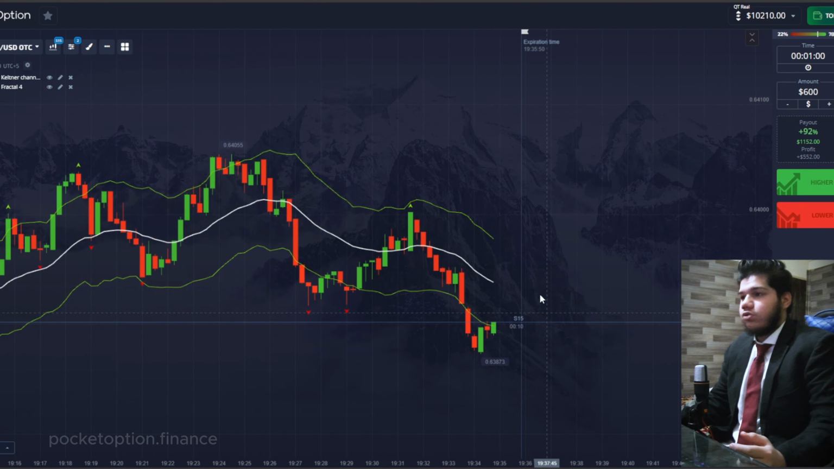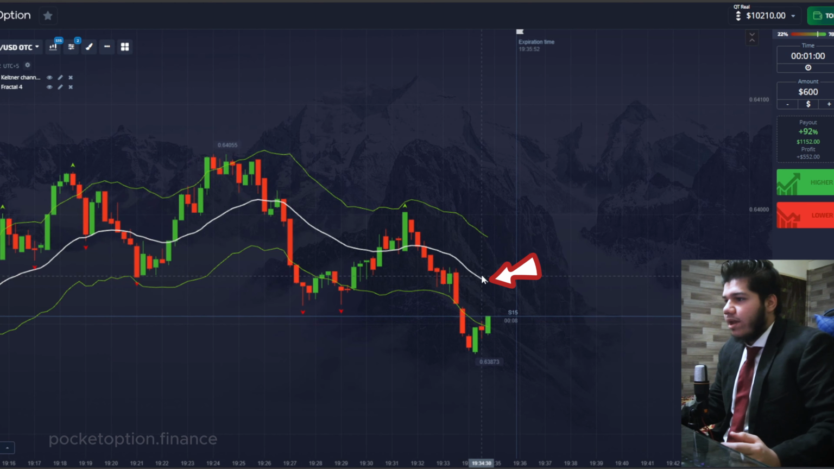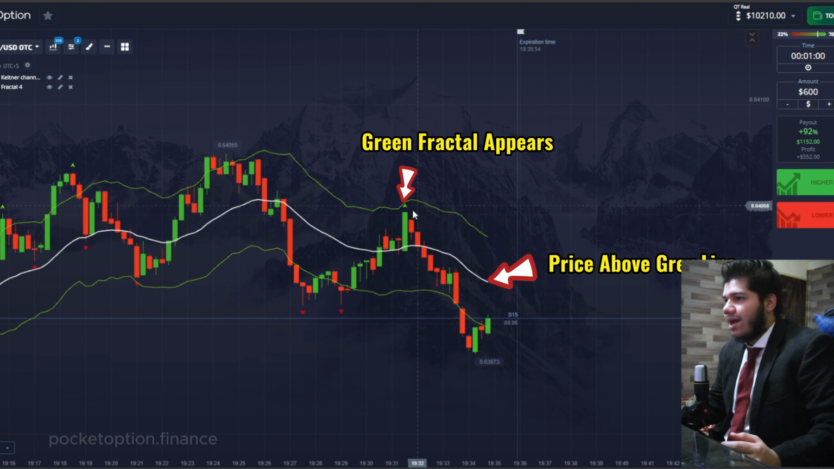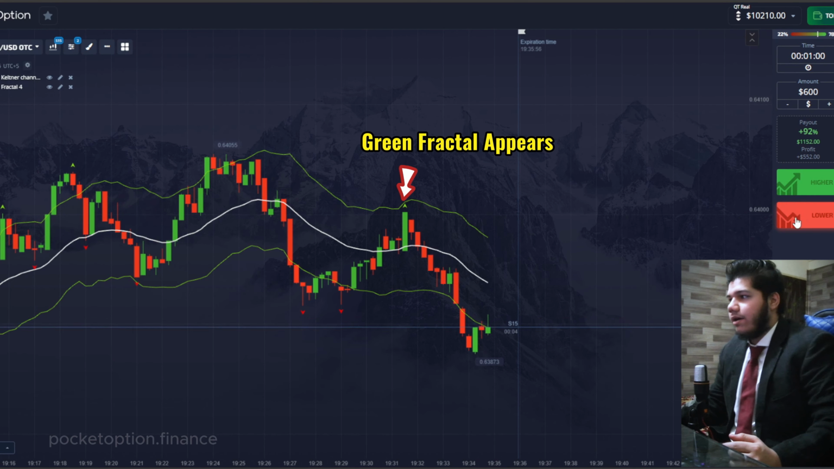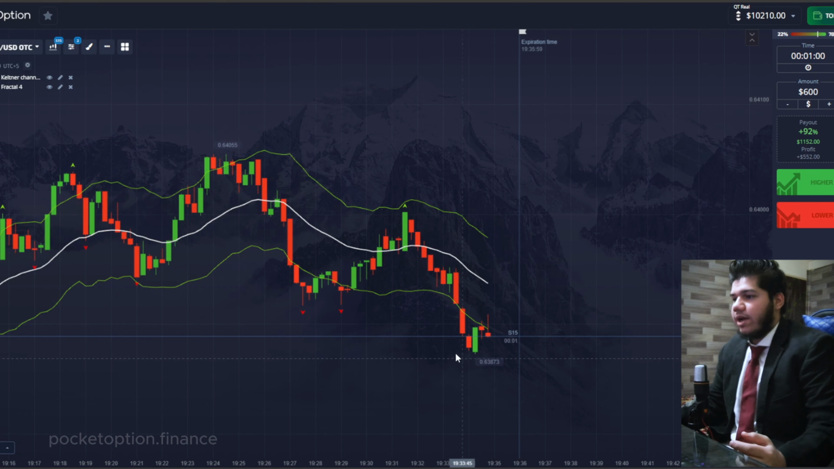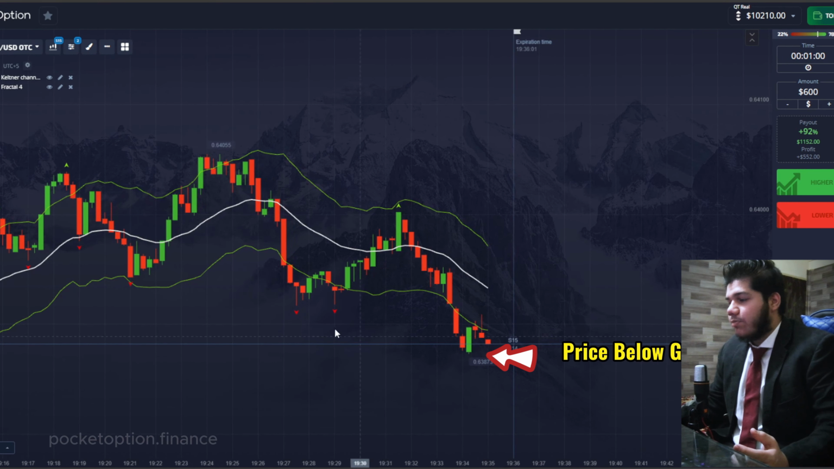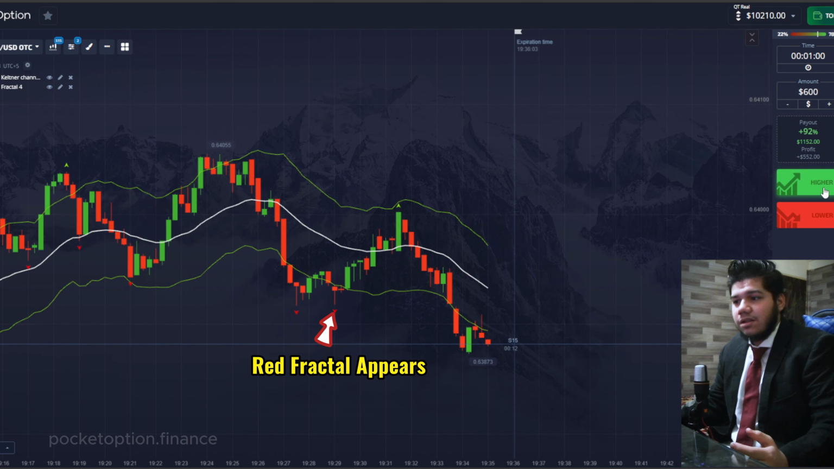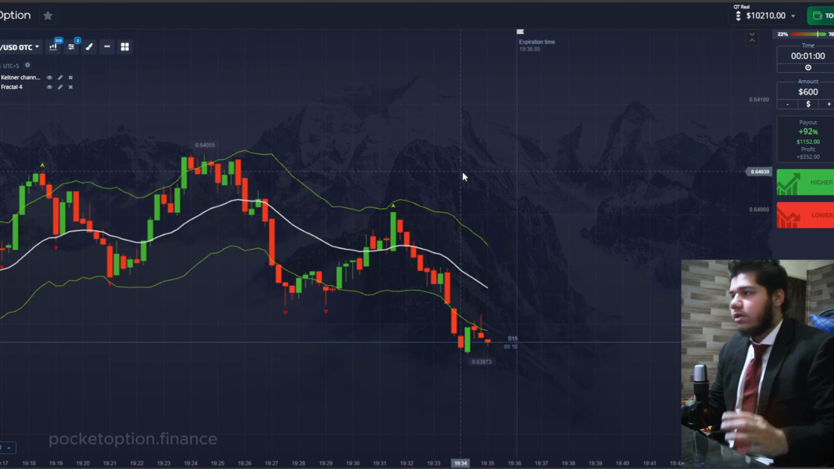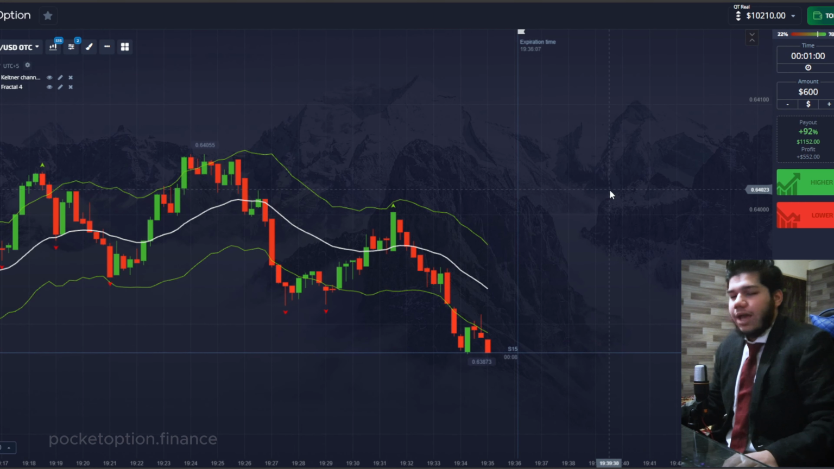Now let me tell you the conditions to trade. Whenever the price is above this gray line and this green fractal appears, we will sell the trade because price is above, and whenever the price is below and this red fractal appears, we will buy the trade. So let's wait for the trade to happen.